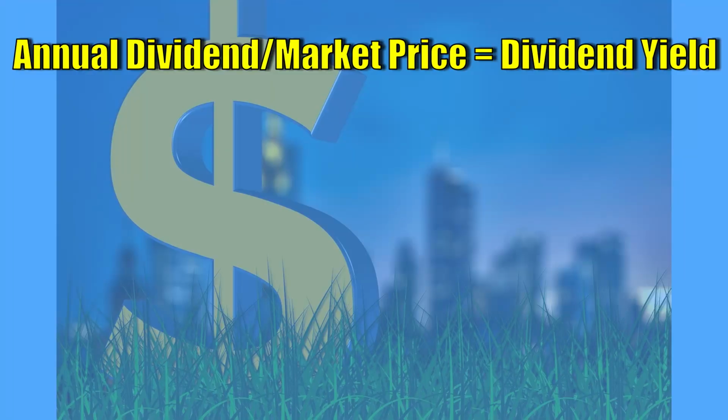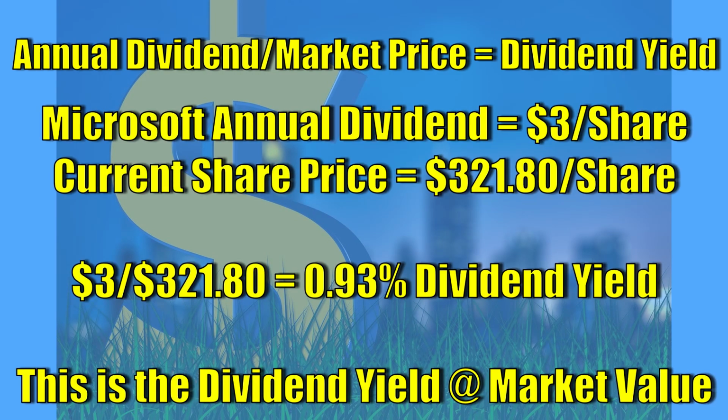It's a simple equation, and it is the annual dividend divided by the market price, which gives you your dividend yield. So if Microsoft pays out annually a dividend of $3 per share and the current market value is $321.80 per share, then you take that $3 divided by that $321.80 and you get a 0.93% dividend yield.